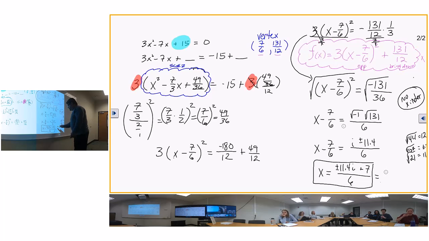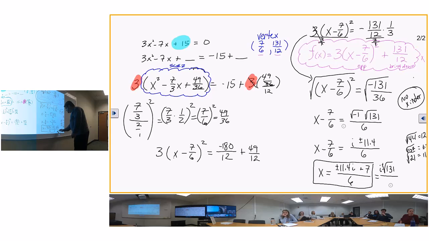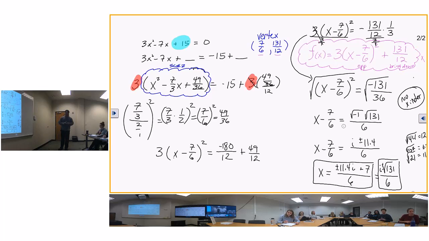Positive or negative, and you don't have to use square root of 131. Square root of 131, put an i in front of it with a positive or negative over 6. That is a part of the question. You could say that either one of those answers is correct. Can you separate it? Yes, it would be positive square root of 131 i over 6, comma, negative i square root of 131 over 6. You can break it up into 2.